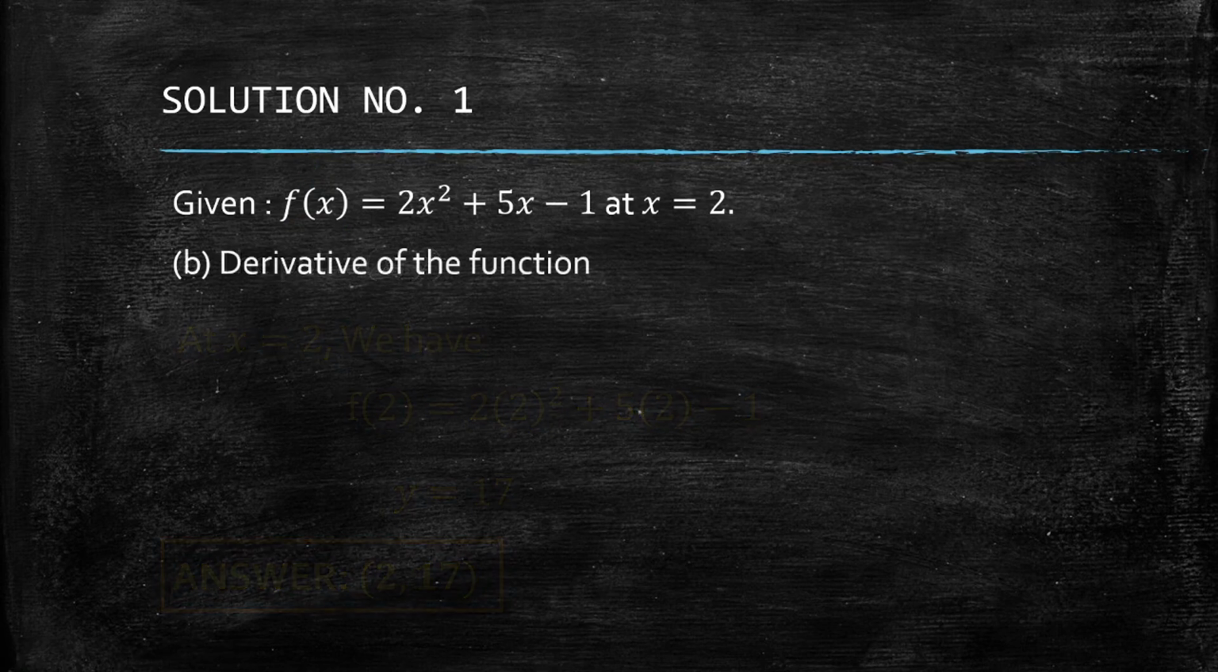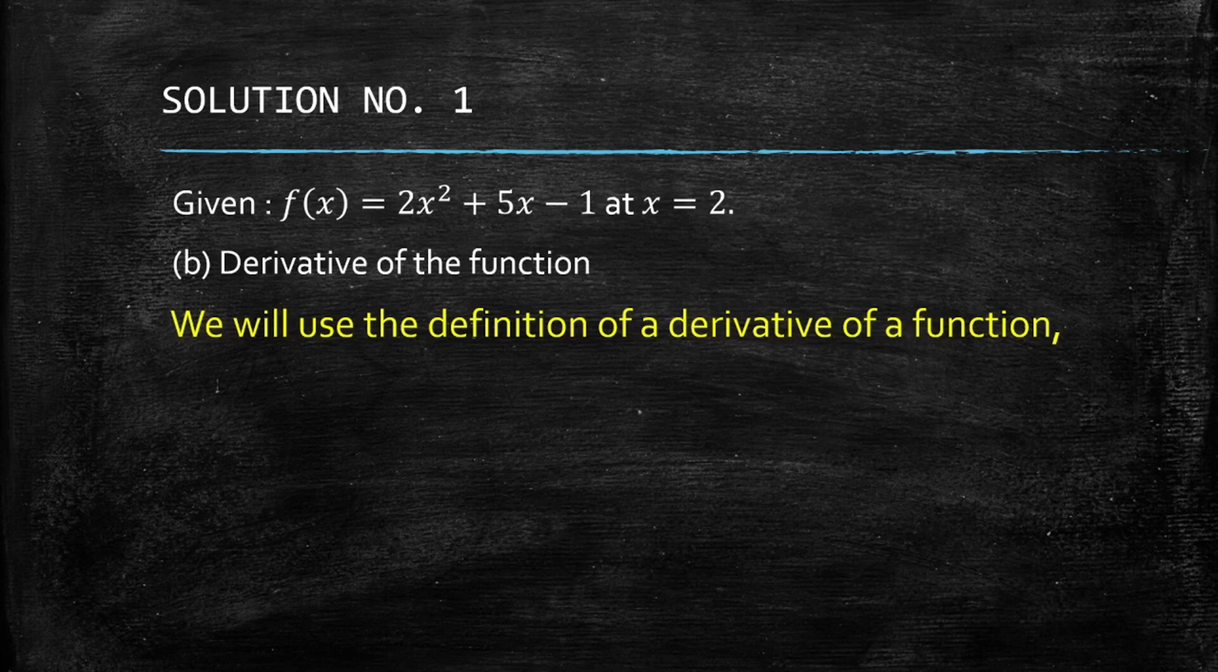Next, we'll have question B. We are asked to find the derivative of the function. So take note, the derivative of the function is actually just the formula which we are going to use later on to find the slope of the tangent line. So how do we find the derivative of the function? We're going to simply apply the definition. So we'll use the definition of a derivative of a function.